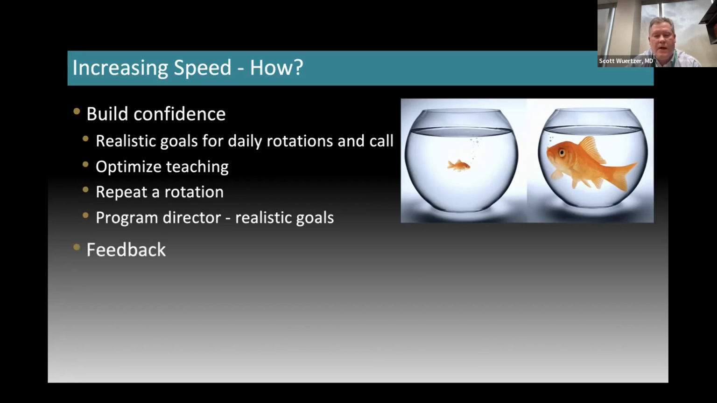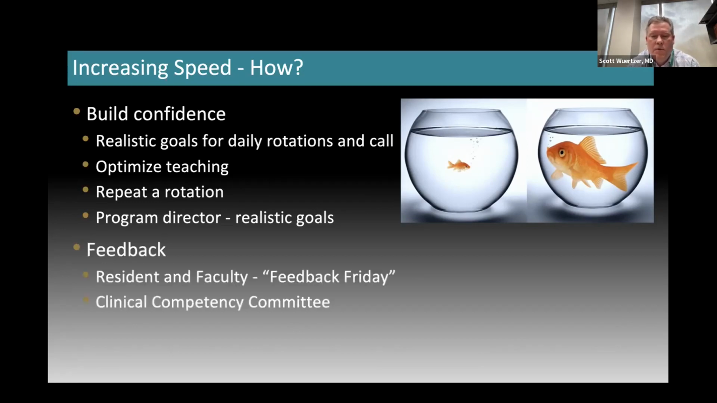Feedback, same sort of thing. One of the things that I do with residents as they come through the MSK rotation is what I call Feedback Friday. I kind of like the alliteration there, but I meet with them every other Friday or so.